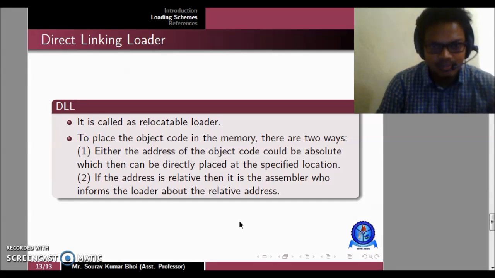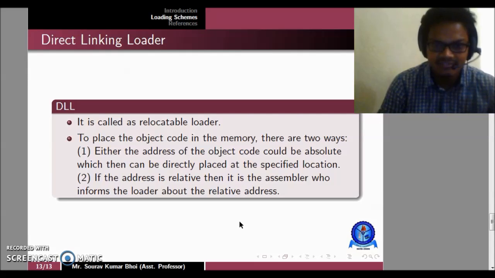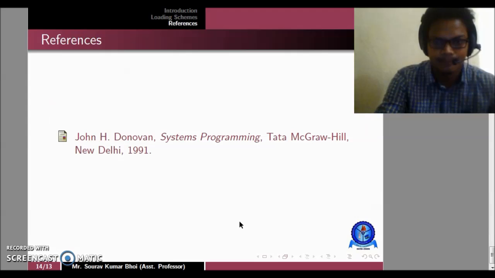It is called a relocatable loader, the direct linking loader. To place the object code in the memory, there are two ways. Either the address of the object code could be absolute, which can then be directly placed at the specified location. So, absolute address and relative address. Absolute location means the exact location of the instruction in the memory, and relative location means the logical addressing of the instruction in the memory. And the second point is, if the address is relative, then it is the assembler who informs the loader about the relative address. Okay. So thank you.